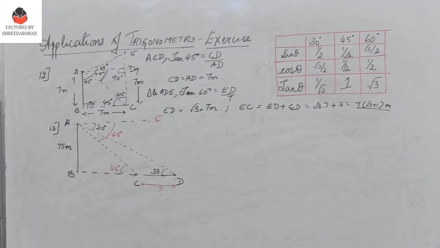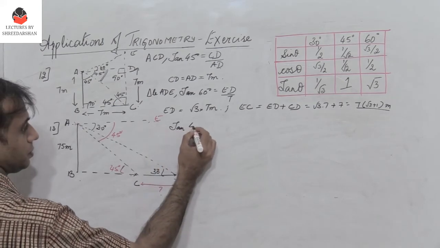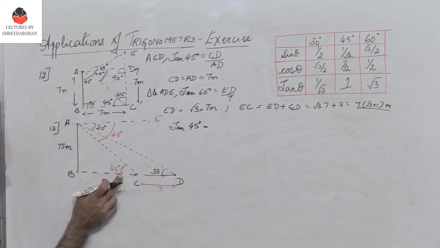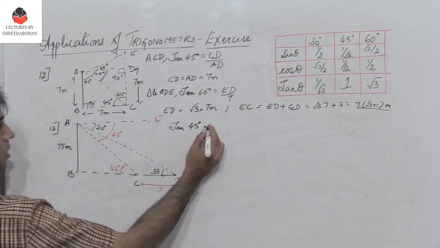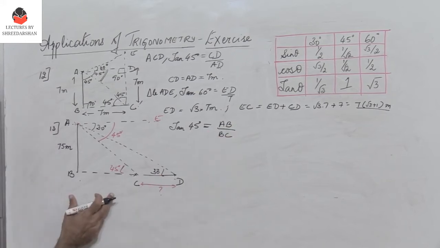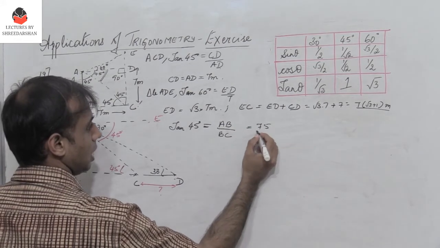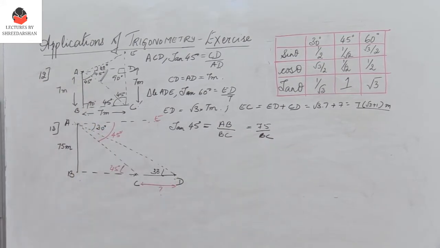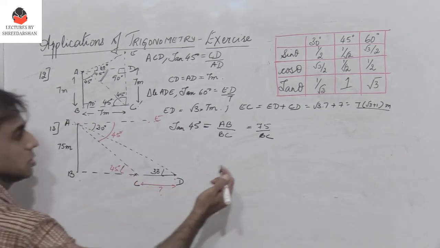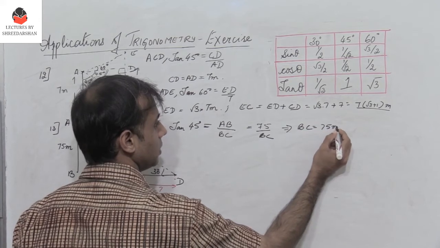Now let me consider this right angle triangle ABC, and here tan 45. What is tan 45? If I consider this angle, it is opposite side, which is AB, divided by adjacent side BC. Now AB is 75 and BC we need to find. Tan 45 is 1. So BC is also 75. This implies that BC is 75 meters.